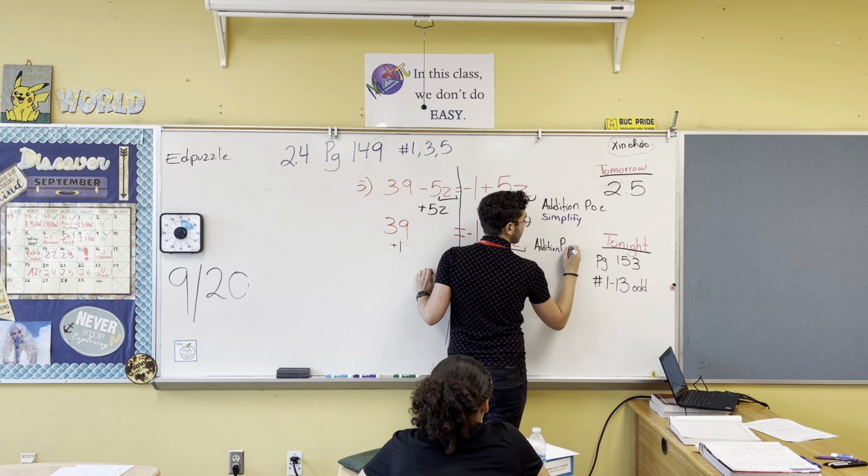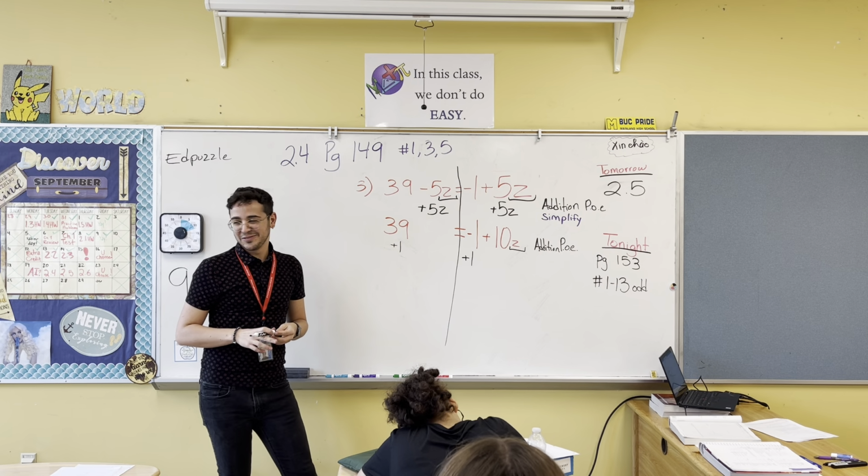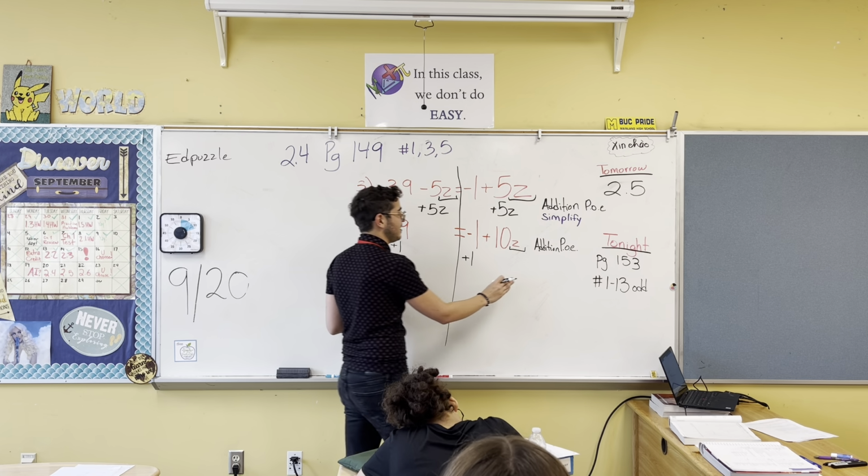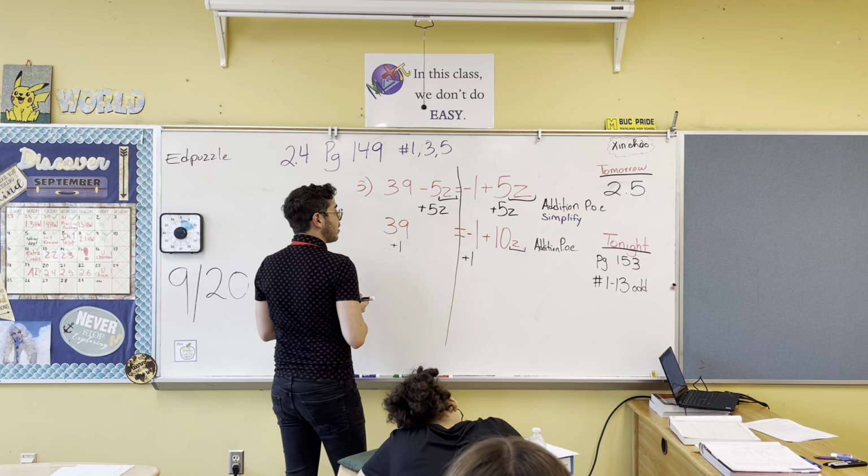You do need to be writing these in your homework. Addition PO, you can write add PO. Give me the word add at least, okay? So the addition property of equality, and then after we do the addition property, we always what? We simplify, right? Please don't simp.